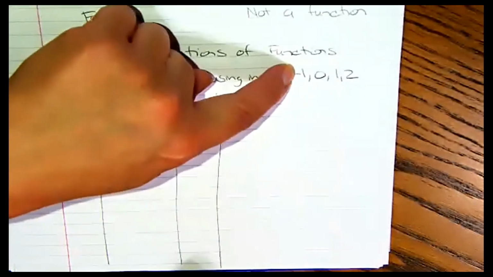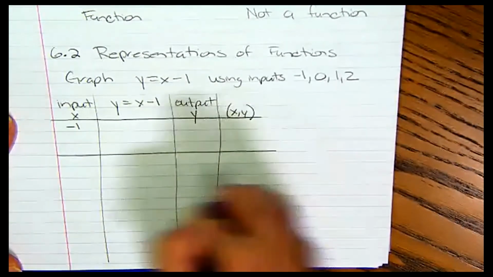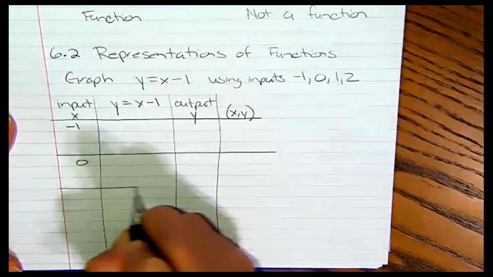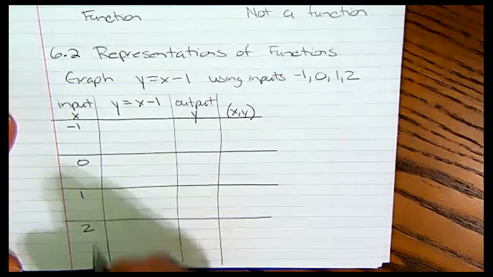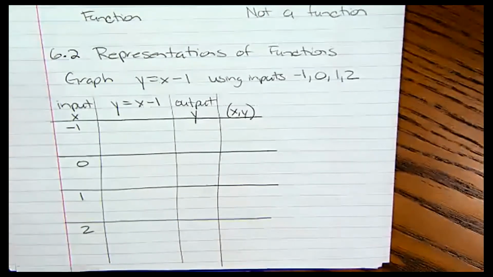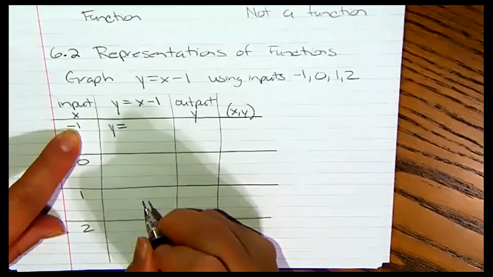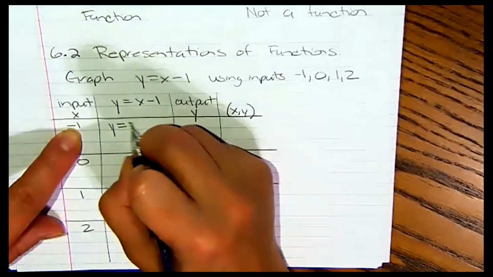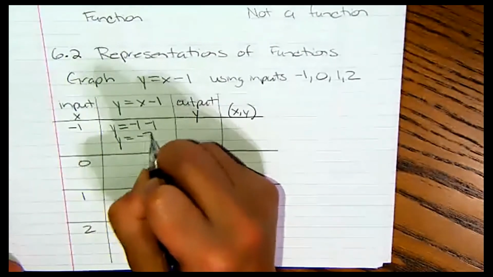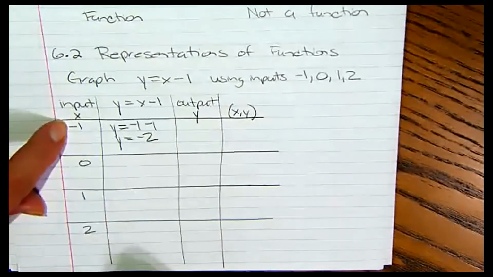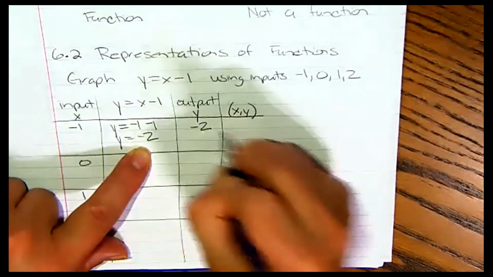So they're giving us our x's. We're going to have -1, 0, 1, and 2. So now it's just a matter of substitution. Y equals, I'm going to substitute -1 for my x, and then I'm going to solve. So when we input -1, this function spits out a -2.